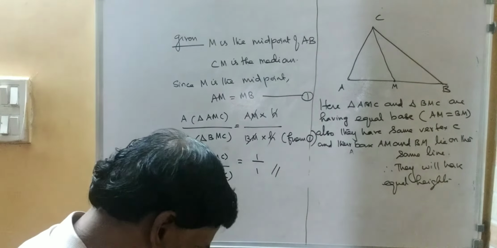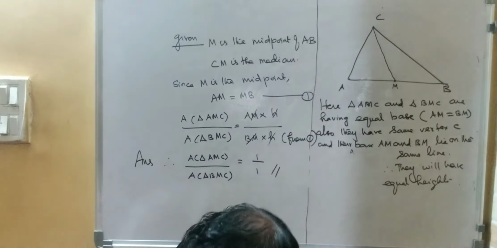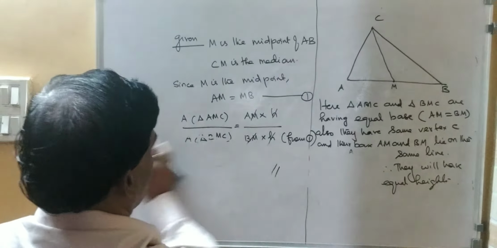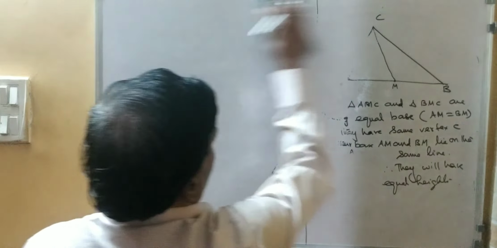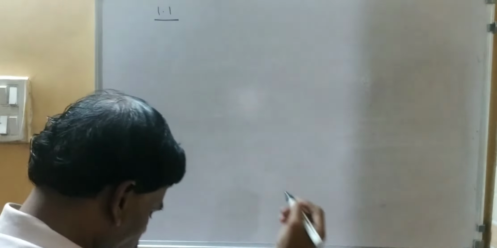Now, practice set 1.1 we will see. First sum. There are two triangles.